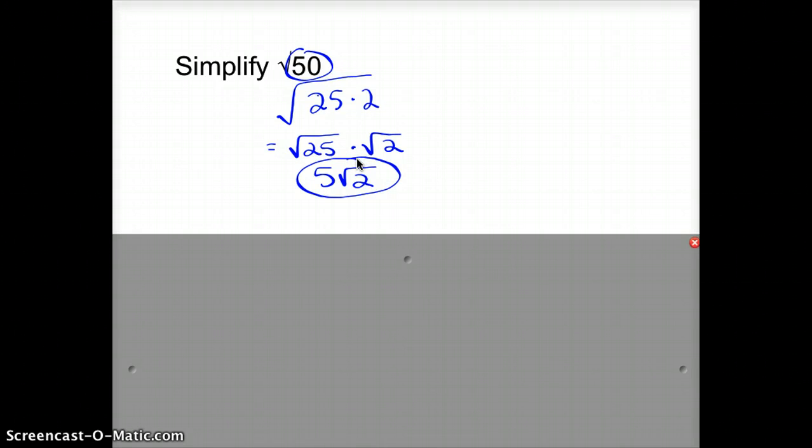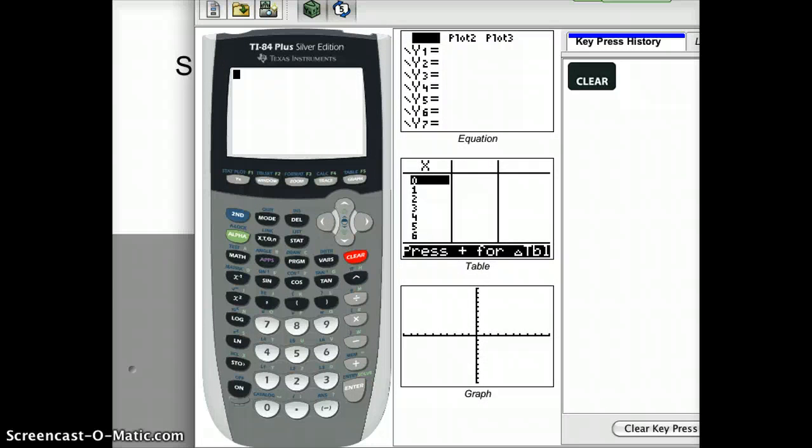5 square root 2 is how we say the square root of 50 is simplified. And I definitely think it's very worthwhile to get into the habit of confirming on your calculator that these at least equal the same thing. So if I would be on your calculator, trying to double check my work, I'd say square root of 50.